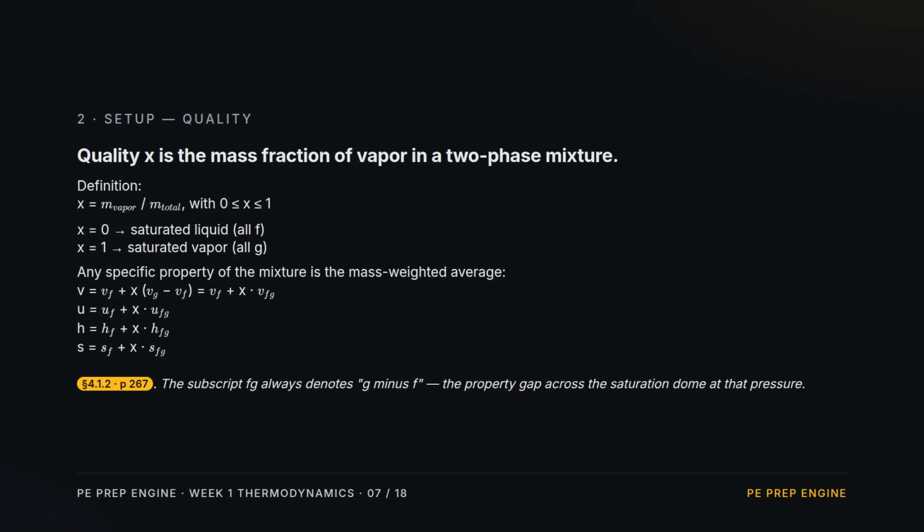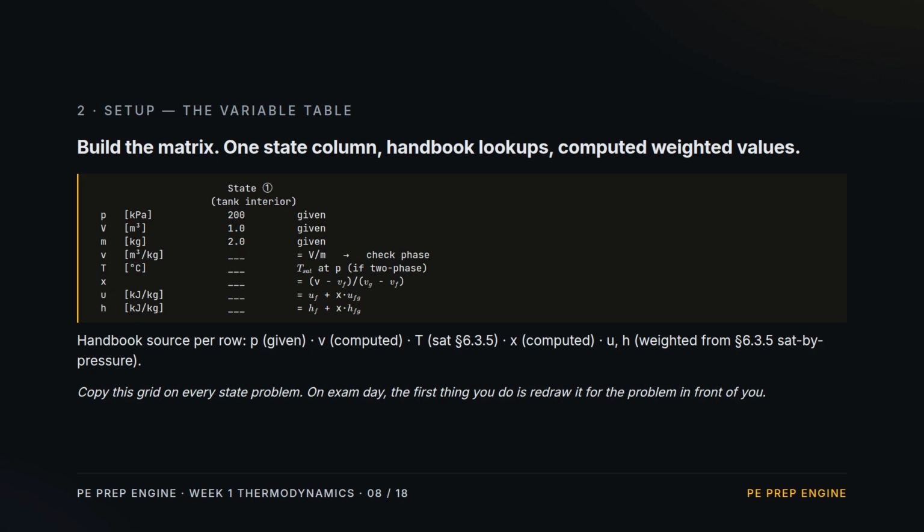Quality x is the mass fraction of vapor. 0 is all liquid. 1 is all vapor. In between is wet. Every specific property is the mass weighted average. v equals vf plus x times the gap, vfg. And the same for u, h, and s. The subscript fg always means g minus f, the gap across the dome. Memorize the structure, vf plus x times vfg, same pattern for all 4 properties, and you'll use it in half the problems you see.